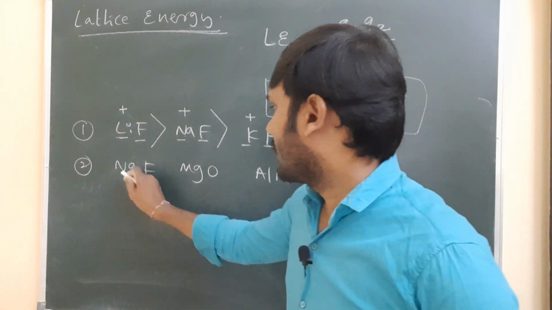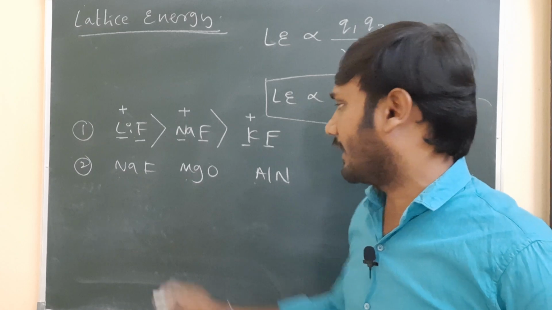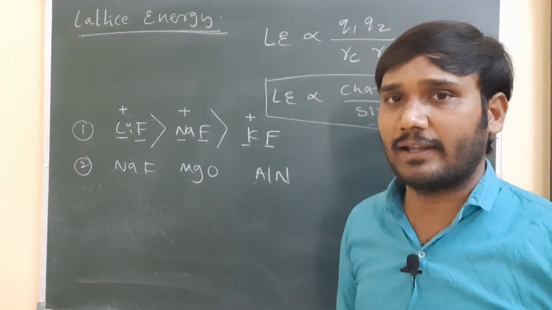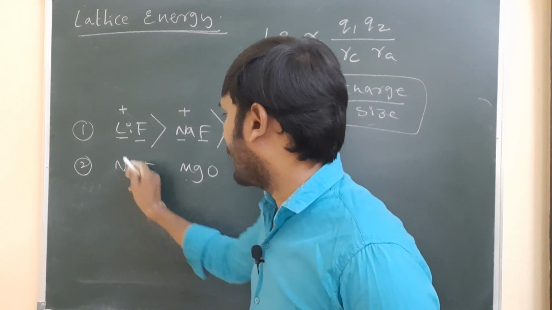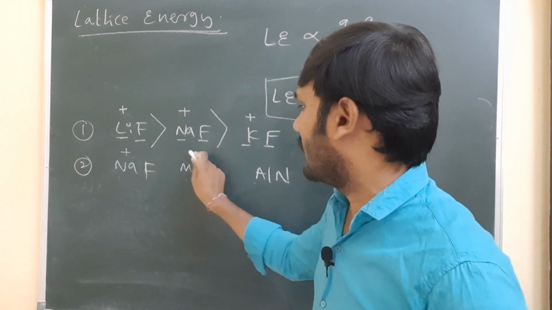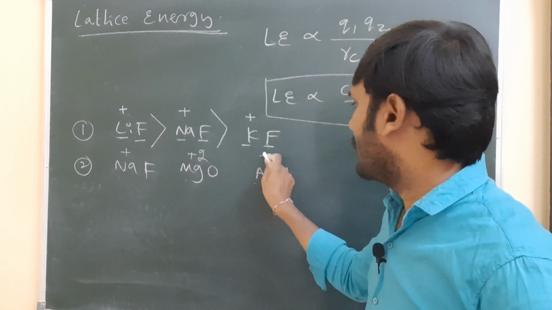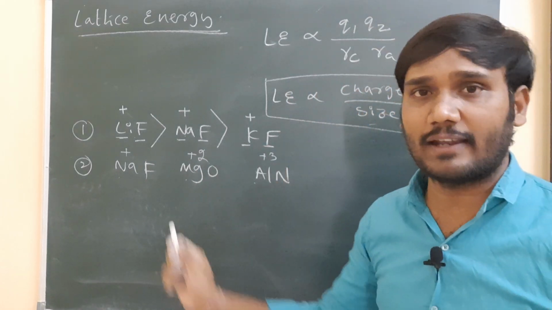Next, come to the second example. Sodium, magnesium and aluminum are different elements; fluorine, oxygen and nitrogen are also different elements. So based on what fact do you have to decide here? For example, sodium has a plus charge, magnesium plus 2 charge, and aluminum plus 3 charge, with respect to charge.